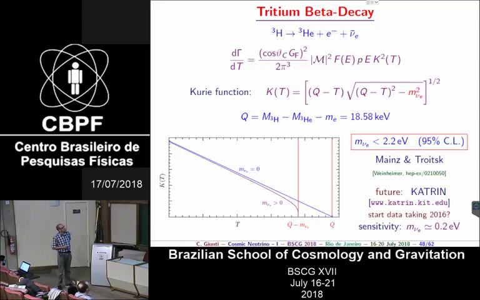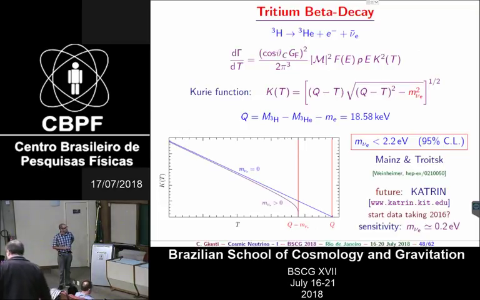In this notation, Q is the so-called Q value, and this is the maximal value of the energy of the electron in the case in which the neutrino mass is zero. And this is just given by the difference of masses in the process. So you can see in this plot that if the neutrino mass is zero, then the Curie function is a straight line which ends at the Q value. So the spectrum of the electron must end at the Q value. If the neutrino has a mass, not all the Q energy can go to the electron kinetic energy, but some energy must be spent to give mass to the neutrino. So the spectrum of the electron must be cut at Q minus the neutrino mass.